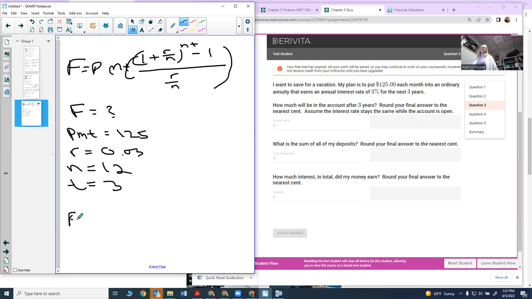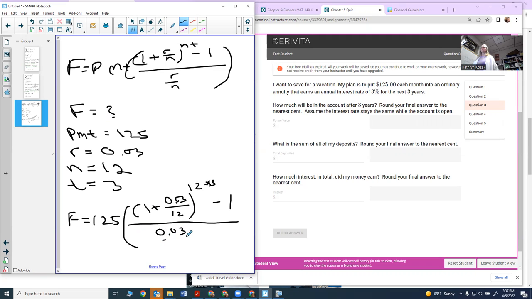So now I can take out my formula and put my values in. My 125, my 1 plus R, which is 0.03, over top of N, which is 12, to the 12 times 3, minus 1, all over 0.03 divided by 12. So now I'm going to take out my calculator.